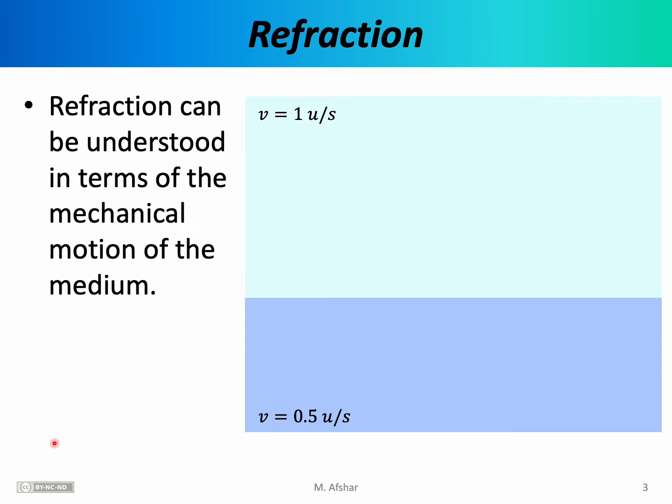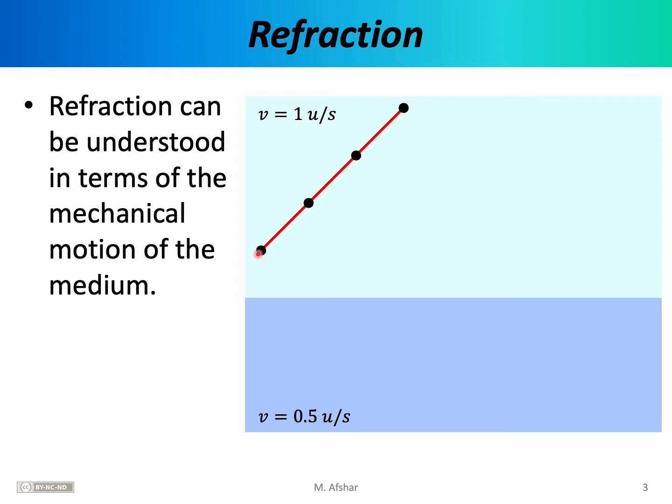To better understand that fact, let's consider a simple example. We have two media. On top, we have a fast medium, and on the bottom, we have a relatively slow medium. Suppose the wave speed in medium 1 is 1 unit per second, and in medium 2, it's 0.5 units per second. Here, the unit is some unit of distance. It's not really important what it is. We just want to have easy numbers to discuss. To begin with, rather than discussing the rays, let's discuss the wavefronts.